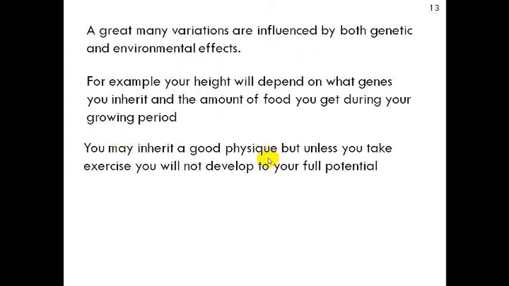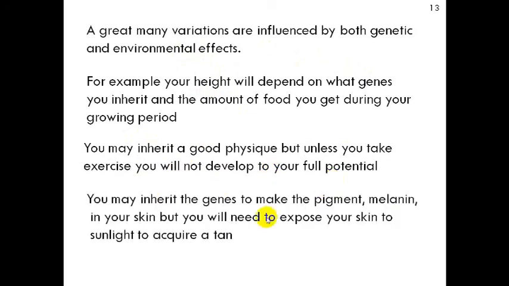You may inherit a good physique, but unless you take exercise, you will not develop to your full potential. You may inherit the genes to make the pigment melanin in your skin, but you need to expose your skin to sunlight to acquire a tan. Melanin is the dark pigment that can be found in our skin. So melanin is the one that helps to protect us from harmful sunlight, meaning to prevent skin cancer. So darker people tend to have more melanin pigment compared to fairer or whiter people. Okay.